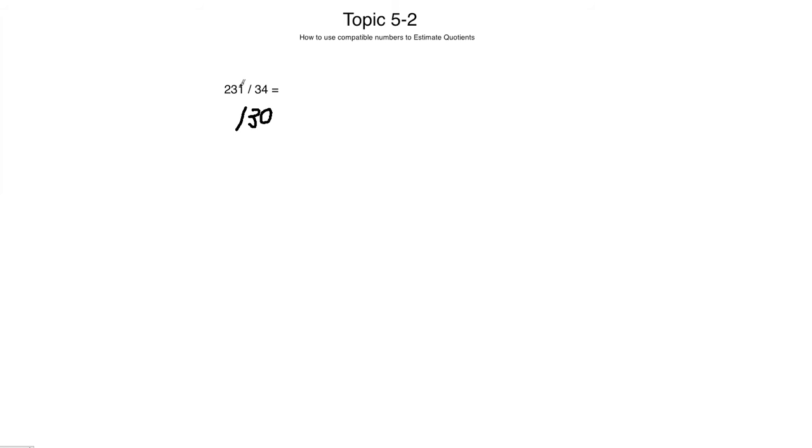Now, what would you estimate this number to make it compatible with 3? Would you estimate it to 200? No, because 3 can't go into 20. But what can 3 go into that's close to 23 or 231? And the answer is 210, because you know 3 can go into 21 7 times. So what's your answer?